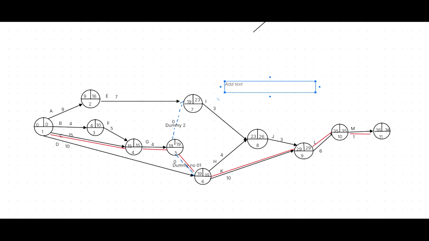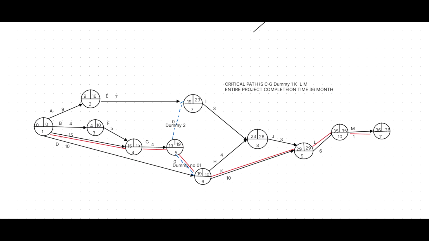Let's see the question. It's given as a month. 36 months should be mentioned. I think these are the questions asked: draw the network, identify the critical path, and entire project completion time. Now we complete. Remember, any critical activities, I mean the C, G, K, L, M, cannot be delayed without affecting the entire project completion time.